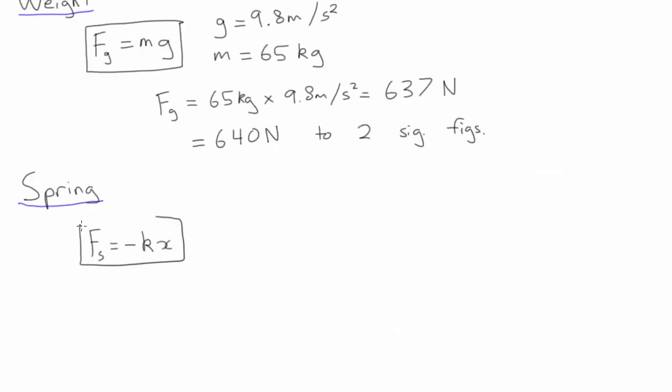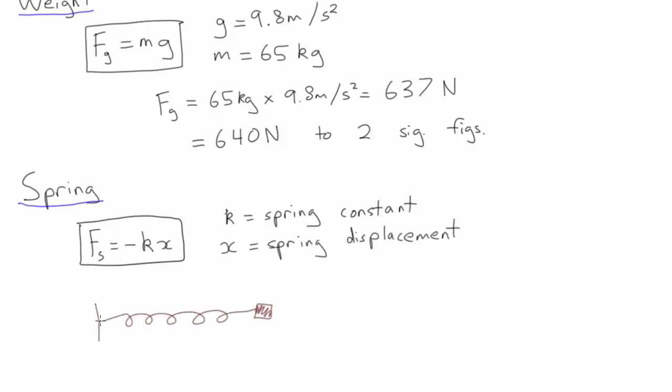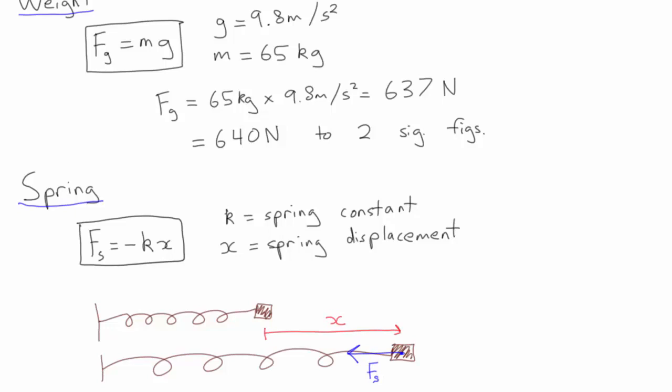The force due to a spring is equal to minus kx. Here k is the spring constant, and this will vary depending on the size and material that the spring is made from, and x is the displacement of the end of the spring from its unstretched position. The minus sign is there because both F and x are vectors, but they are in opposite directions. x points in the direction that the spring was extended or compressed, and F points back to the original position of the spring.